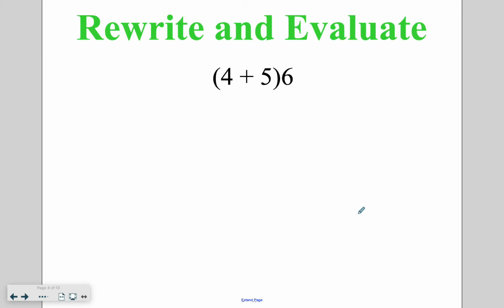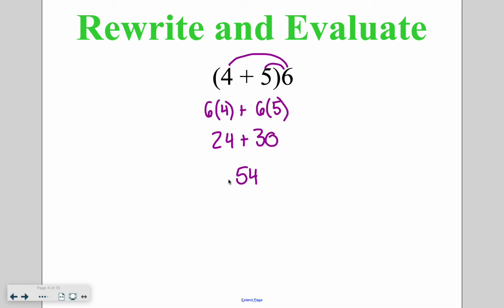So we're going to start with rewriting and evaluating. Rewriting and evaluating simply means that I want you to rewrite using the distributive property. For example, in this one, we've got 6 times 4 plus 6 times 5. So we rewrote the problem, and then remember, evaluate means solve. So I've got 6 times 4 is 24. 6 times 5 is 30, giving me a final answer of 54.